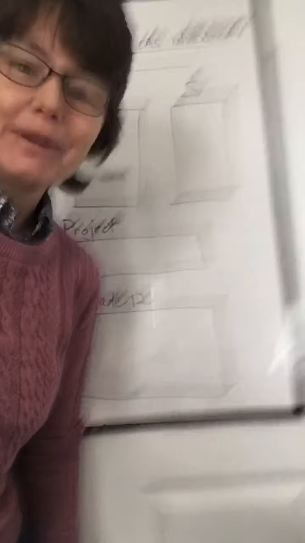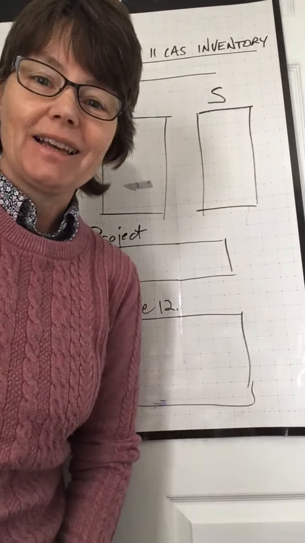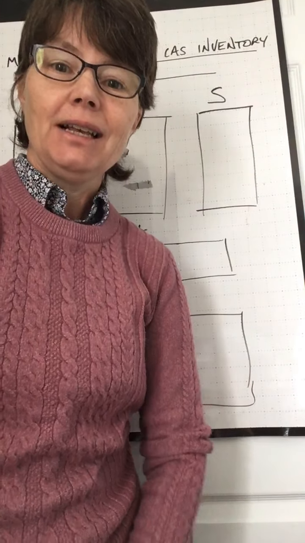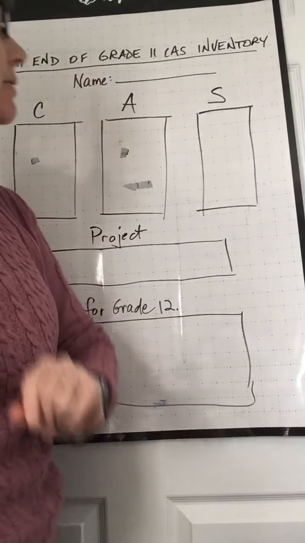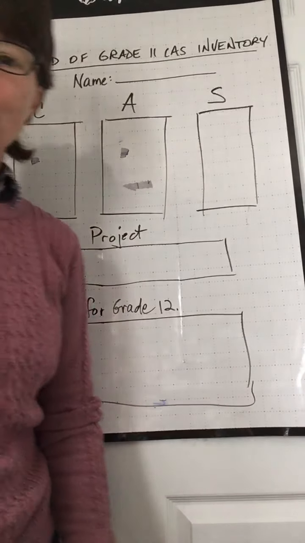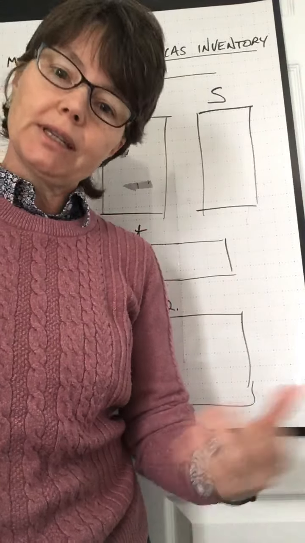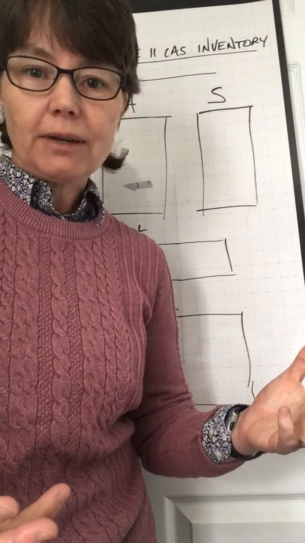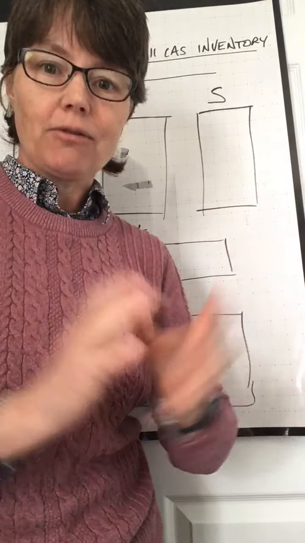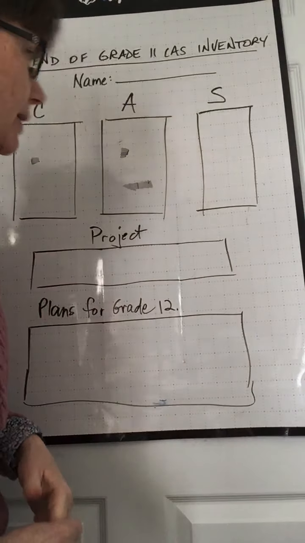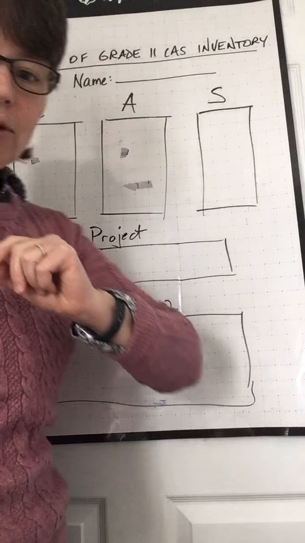Hello everybody, we are going to talk about one of the last things that you need to do for CAS this year at the end of grade 11, and that's your end of grade 11 CAS inventory. There's a document right above this video where you print it off, and if you don't have access to a printer, then you can just make your own, exactly the same as I have on the board here.